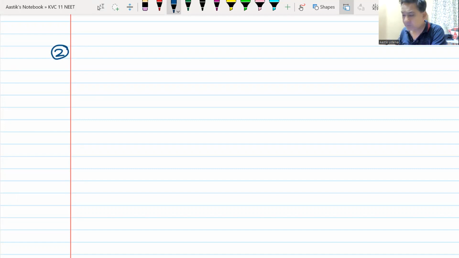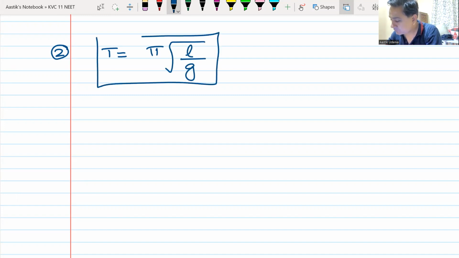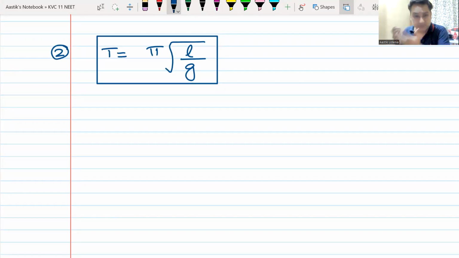Question number 2. Time period of a pendulum. Time period of a pendulum is given by this equation, T equals 2 pi root over L by G. Now you have to tell me, my dear friends, whether this is maybe correct, maybe wrong, or this is wrong and you cannot do anything about it. Your time starts now, and I hope all of you do it.